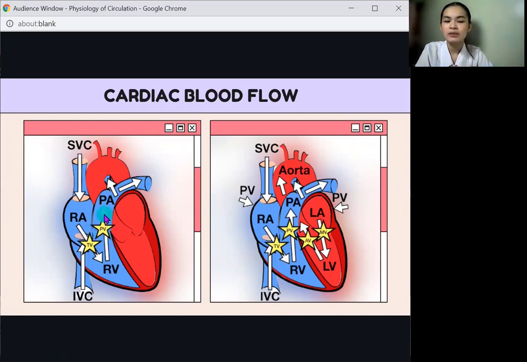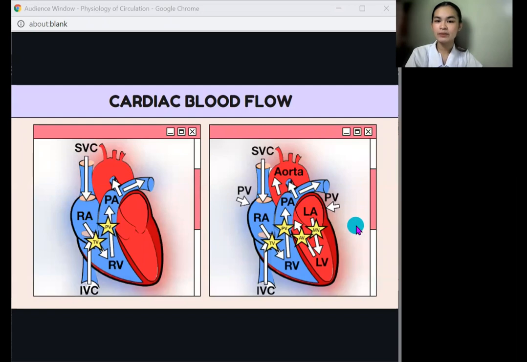So the deoxygenated blood from the right ventricle passes through the pulmonary valve, which is placed between the right ventricle and the pulmonary artery. So the main pulmonary artery's job is to transport the deoxygenated blood from the right side of the heart to the lungs where it will be oxygenated. So the right and the left pulmonary arteries branch off from the main pulmonary artery, which we can see in this part of the picture. This is the right pulmonary artery, and this is the left pulmonary artery.